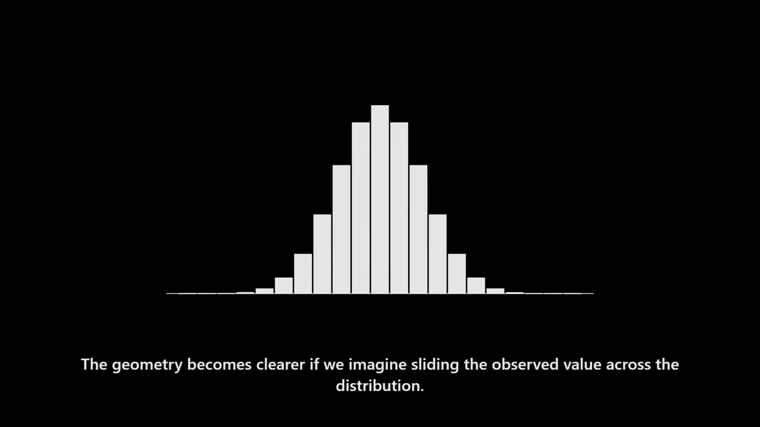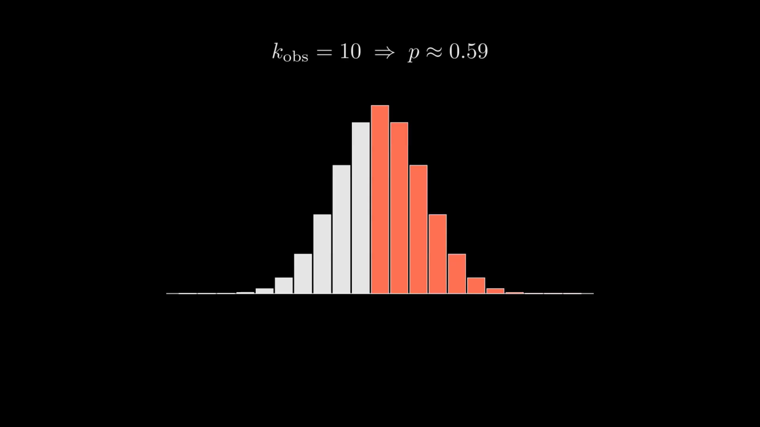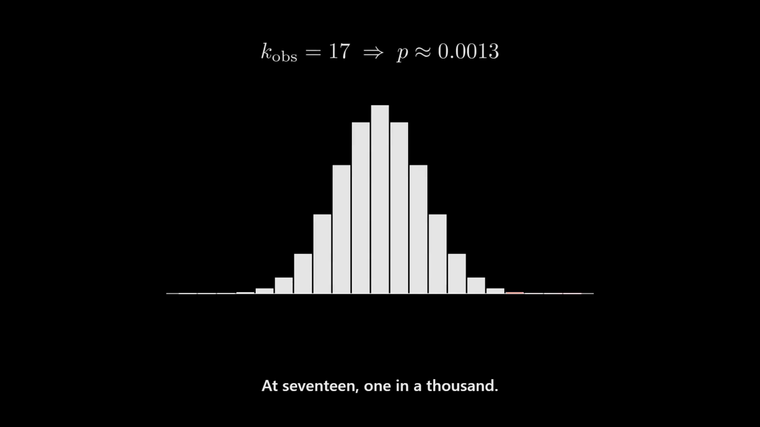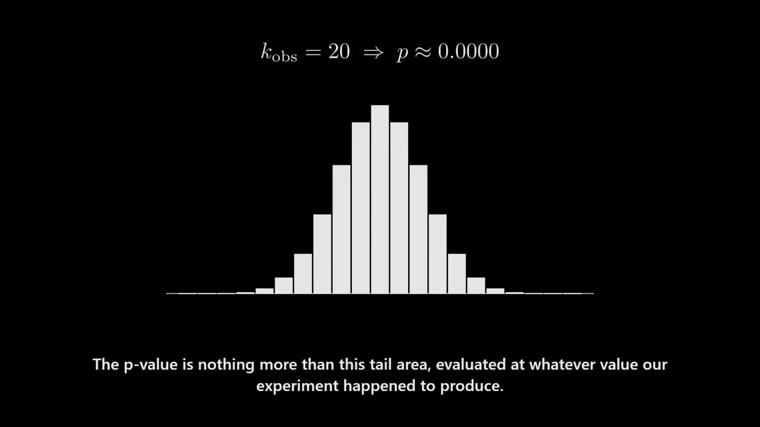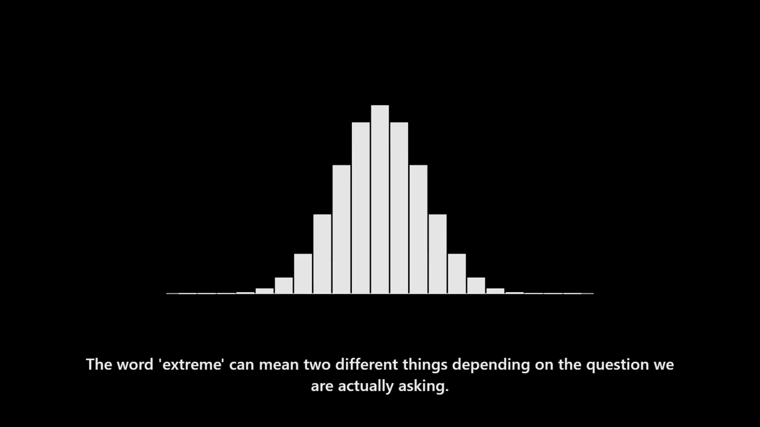The geometry becomes clearer if we imagine sliding the observed value across the distribution. When the observation sits near the peak at 10, the tail area covers roughly half the distribution, and the p-value is about 1/2. As we slide toward the edge, the tail shrinks and the p-value shrinks with it. At 17, 1 in 1,000. At 20, essentially 0. The p-value is nothing more than this tail area, evaluated at whatever value our experiment happened to produce. There is one subtlety worth being careful about. The word extreme can mean two different things depending on the question we are actually asking.